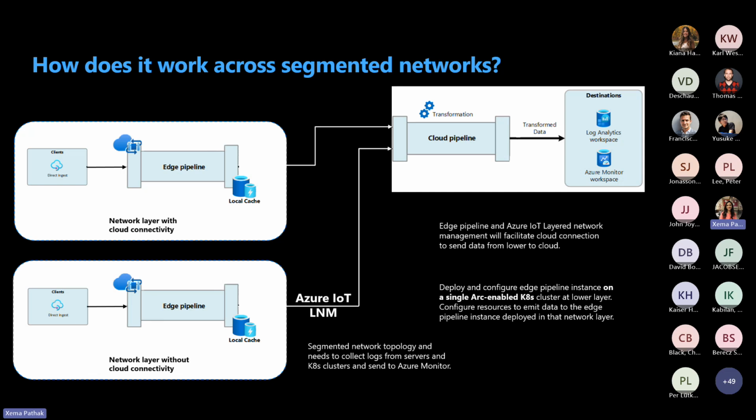But to do all those things, you need to do it with Azure IoT Layered Network Management. So first and foremost, you need to set up this particular Azure component. It's also in public preview right now. This component allows you to deploy the Azure components from cloud all the way to the layer which doesn't have direct line of sight. So once you set this up, you can deploy everything that's required for the Edge pipeline, like the extension, configure the instance, etc.